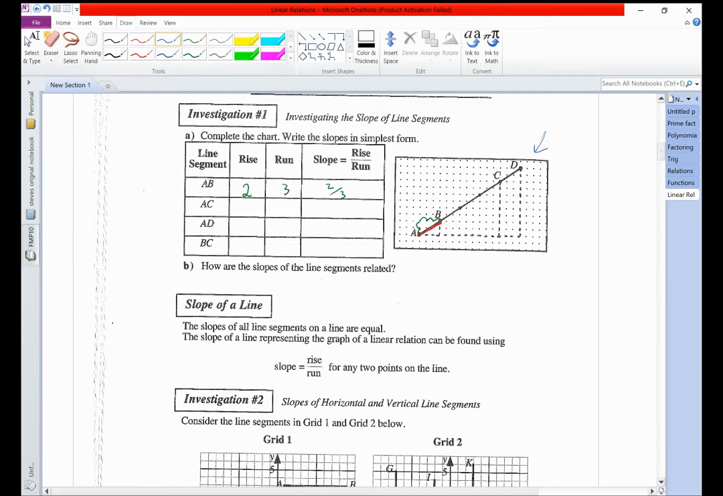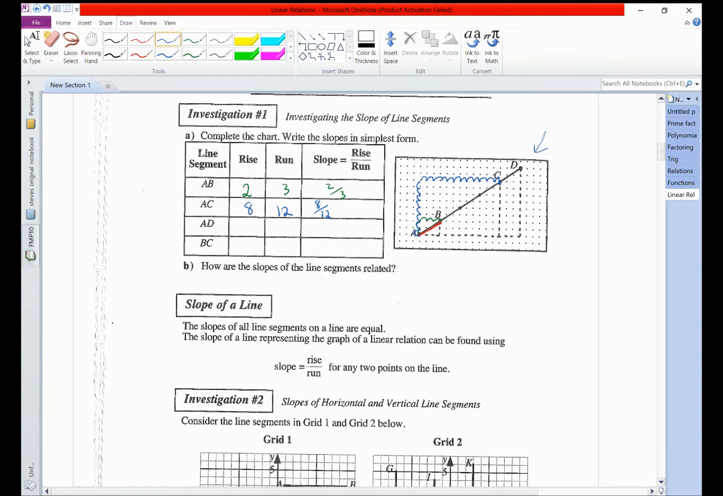So we're going to go all the way up from A all the way up to this point here. So if we wanted to do the rise, we're going to go 1, 2, 3, 4, 5, 6, 7, 8. So we'll have a rise of 8 and a run of 1, 2, 3, 4, 5, 6, 7, 8, 9, 10, 11, 12. And a run of 12. So that means that slope is 8/12.